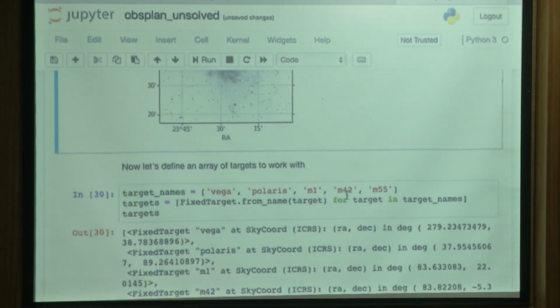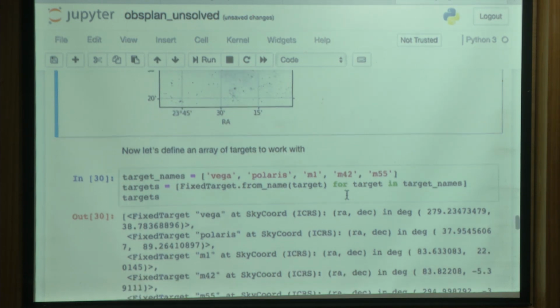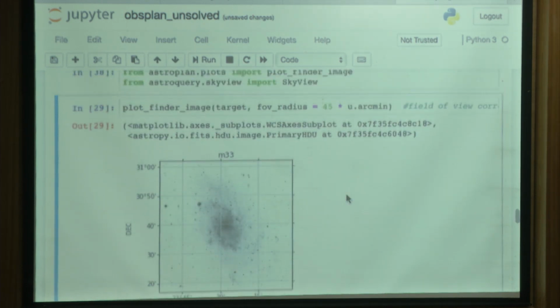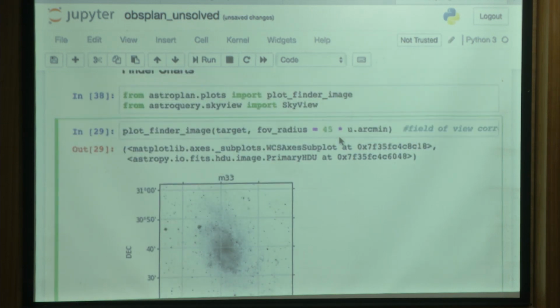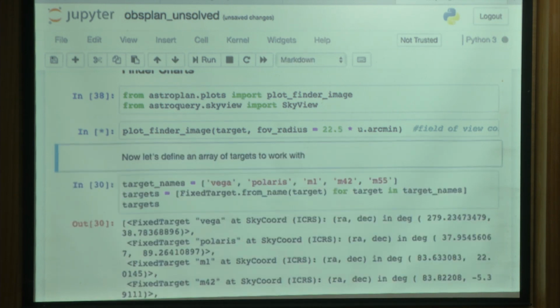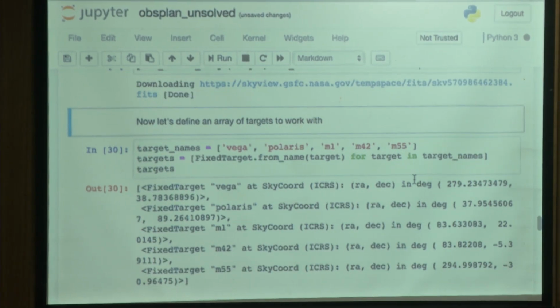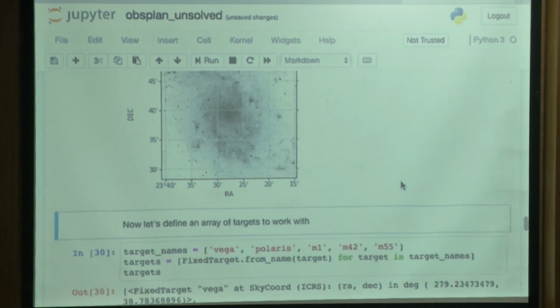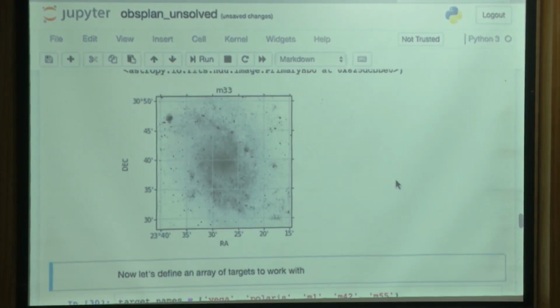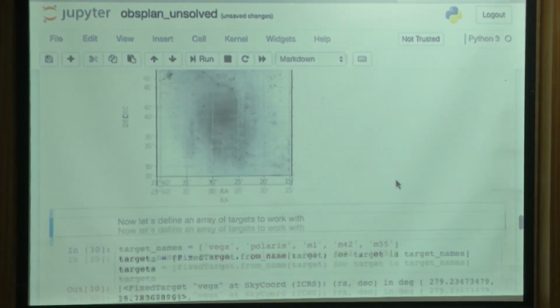It's the radius, FOV radius. 45 by 2, okay, yeah. So this is what a GROWTH-India image would look like.